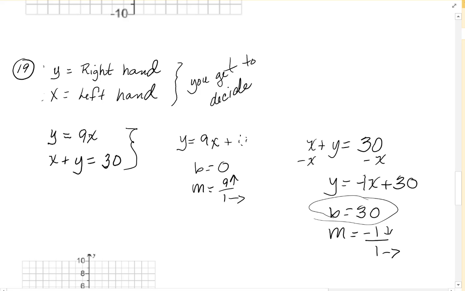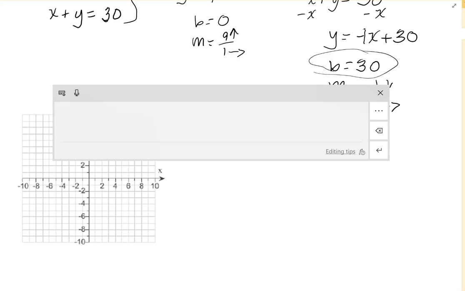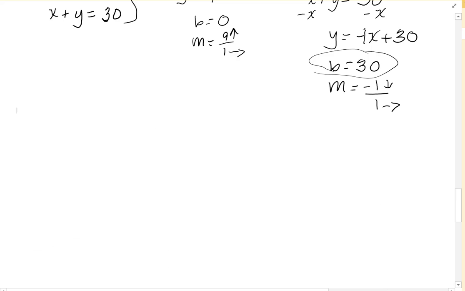And you will get values for x and y, and the x value will be the number of left-handed, the y value will be the number of right-handed. So I'm not going to graph that because I don't have access to a grid of that magnitude. So I'm going to try to just make that go away. So let's look at number 21. I think it's a little bit more of a challenging problem.